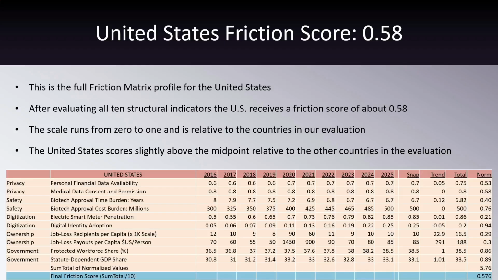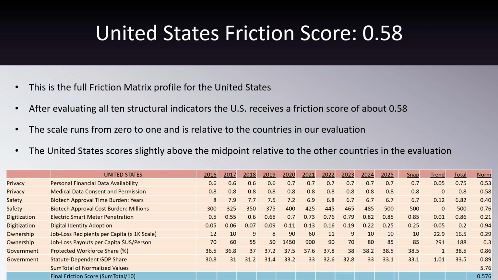This is the full friction matrix profile for the United States. After evaluating all 10 structural indicators and averaging the results, the U.S. receives a friction score of about 0.58. The scale runs from 0 to 1 and is relative to the countries in our evaluation. Around 0.5 represents the structural midpoint. Lower numbers suggest fewer built-in barriers to deploying AI and automation at scale. Higher numbers indicate a system that will experience more resistance to these technologies in general.